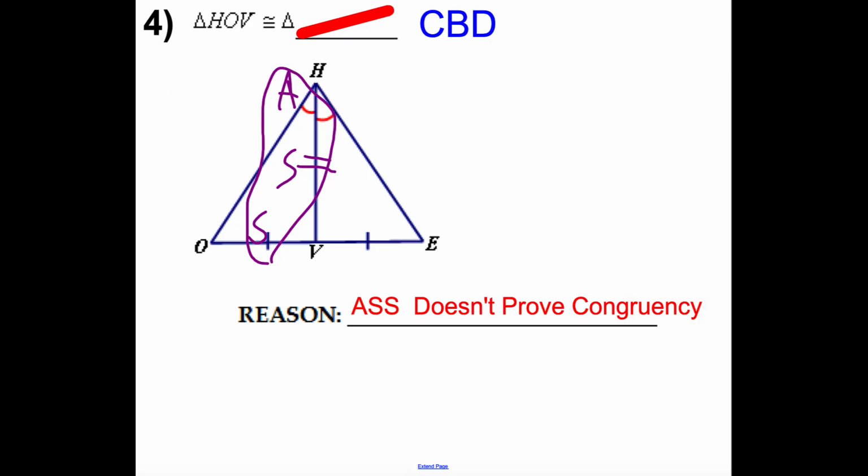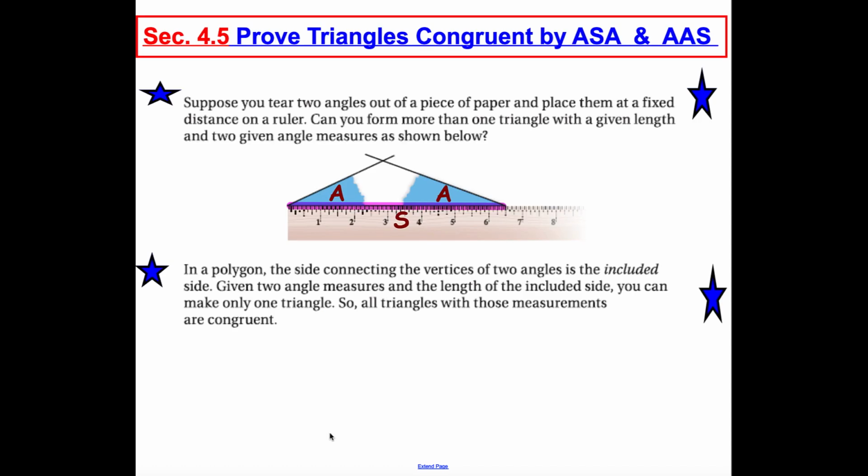All right, good time to take a break, maybe grab a drink, or come back to it later on. We're going to talk about 4.5, and then we'll be done. 4.5 covers the last two of those conditions, ASA and AAS.